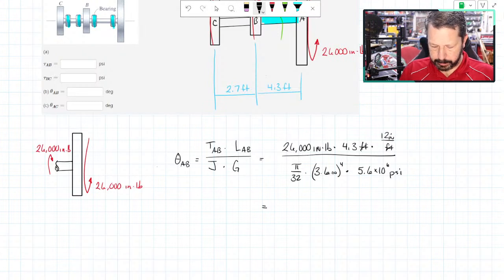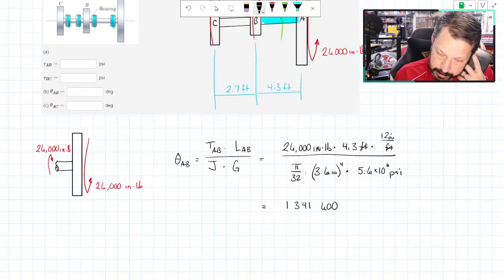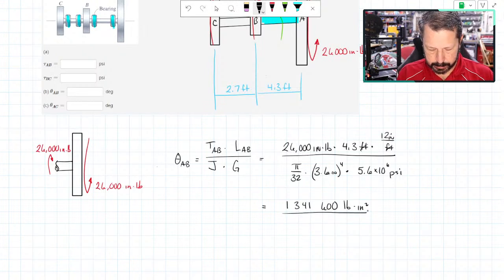All right, the numerator: clear calculator, 26,000 inch-pounds times 4.3 times 12. So the numerator is 1,341,600. Those units end up being pound inch squared, whatever that is. Denominator: 3.6 to the fourth times pi divided by 32 times 5,600,000 PSI.